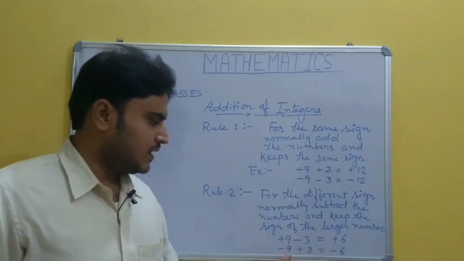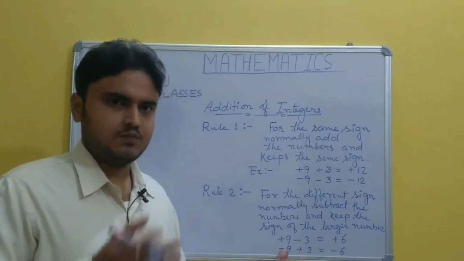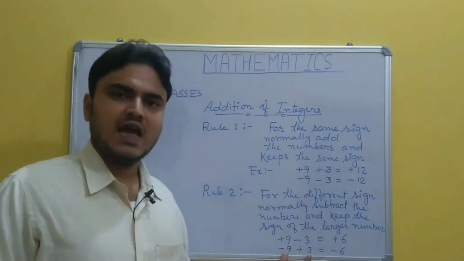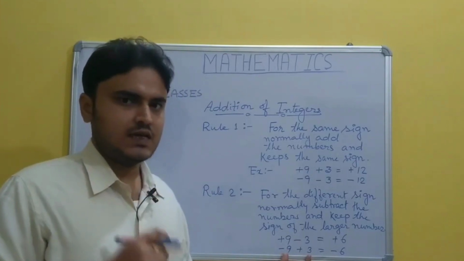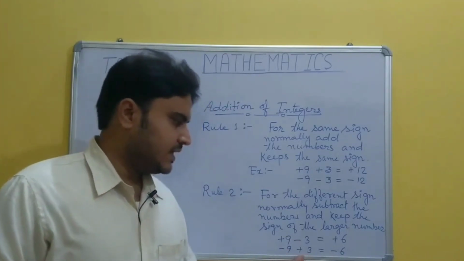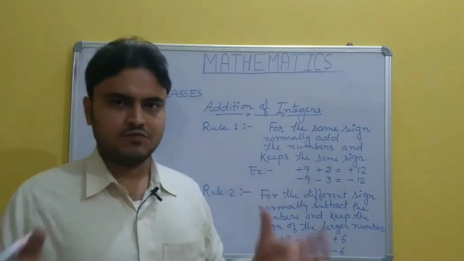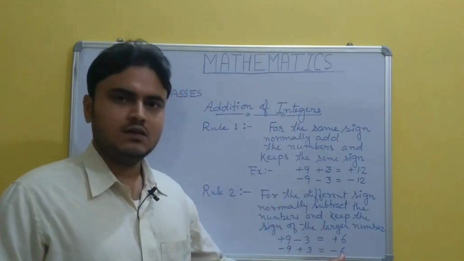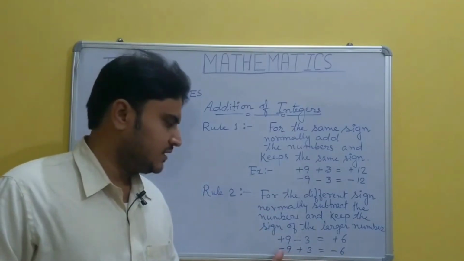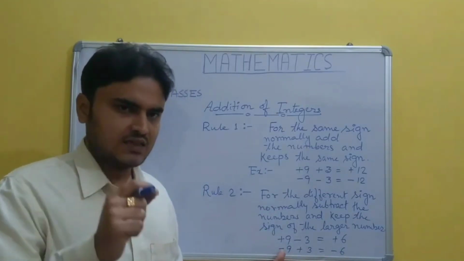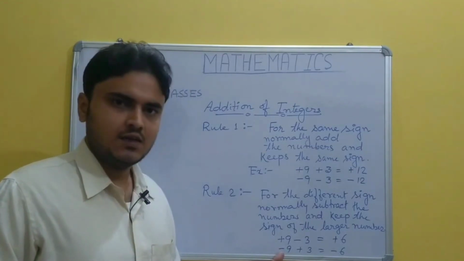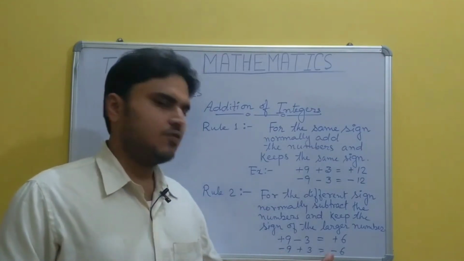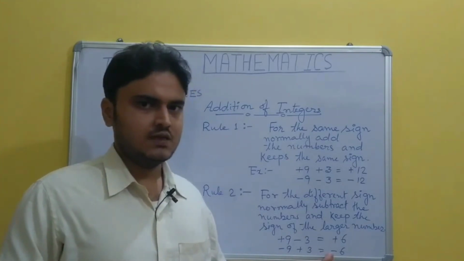And the second example, minus 9 plus 3. Here also we have two different types of integer, negative integer and positive integer. So we subtract 9 and 3, we get 6, and we maintain the sign of the larger number. Here the larger number is 9 and it is in negative form, so the sign of the result would be negative.